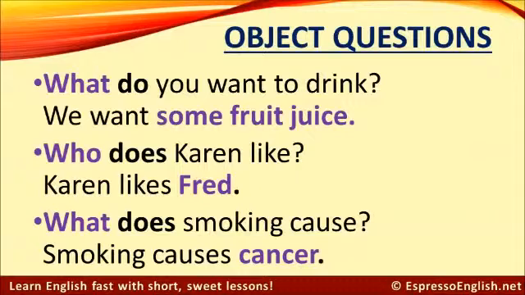For example, what do you want to drink? We want some fruit juice. We are asking about the object, fruit juice. Who does Karen like? Karen likes Fred. We are asking about the object of Karen's affection, Fred. This is an object question, so we use the auxiliary verb does. What does smoking cause? Smoking causes cancer. Again, this is an object question.